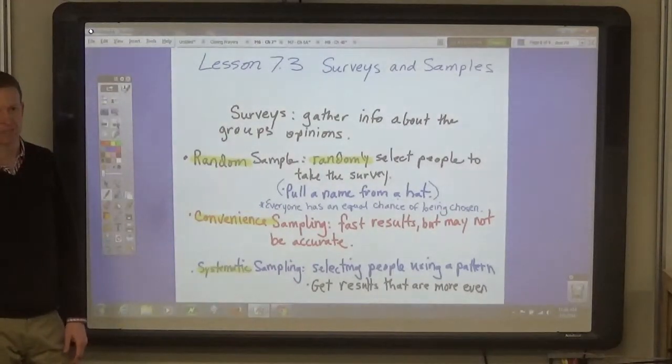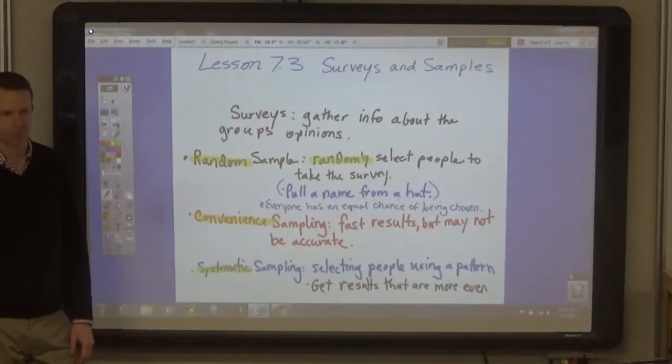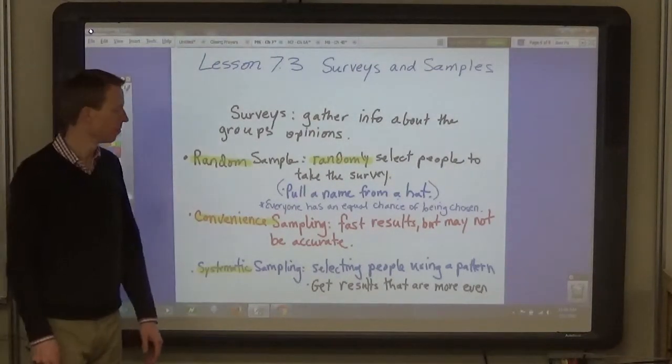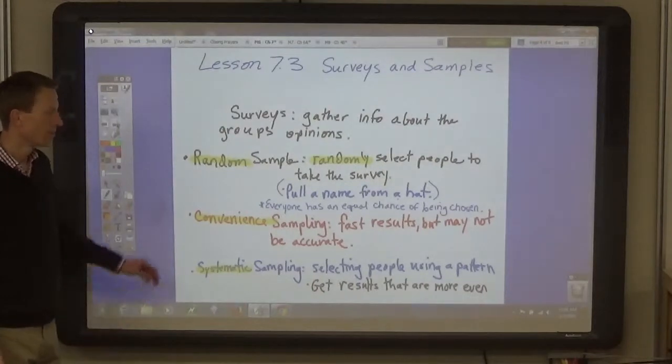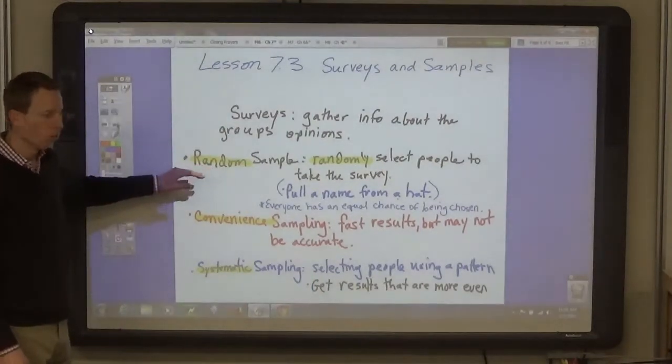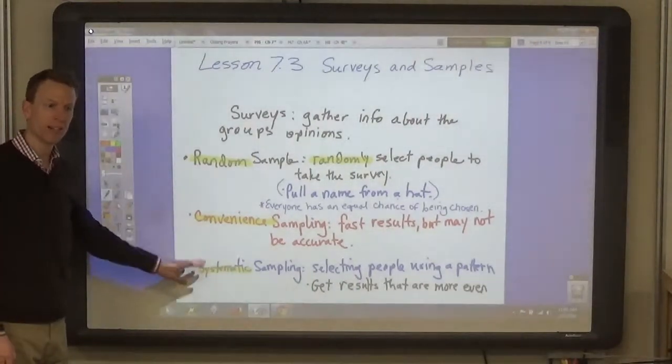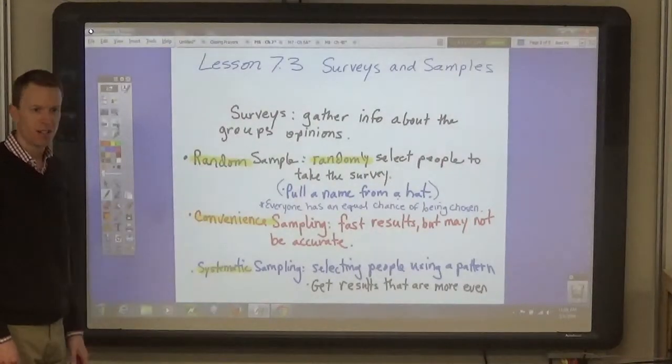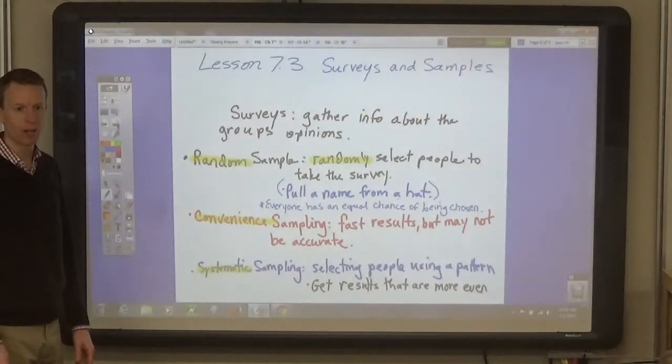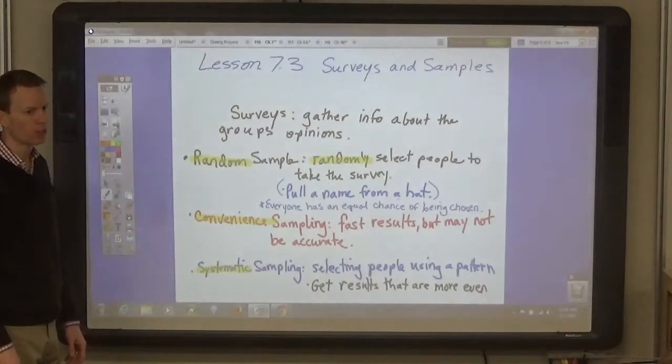Okay? Alex? Are we gonna be doing the random sample for our school election, or which survey will we be doing? We'll be doing all 3 of these and see which one is the most accurate. Later on we'll be able to figure out which one is most accurate.